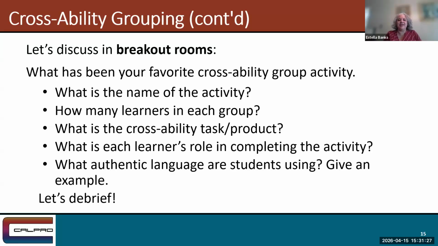Great. Thank you so much for sharing. Okay, so how about room two, group two? Who's going to report for your group? What were your favorite cross ability grouping activities? Group two, where are you, my friends? Who was in group two? Was it Derek and Steve?